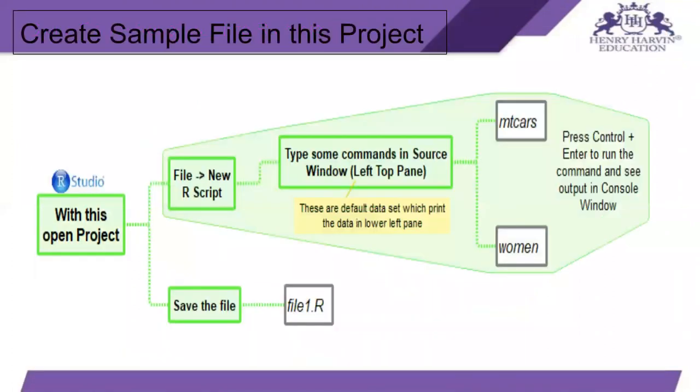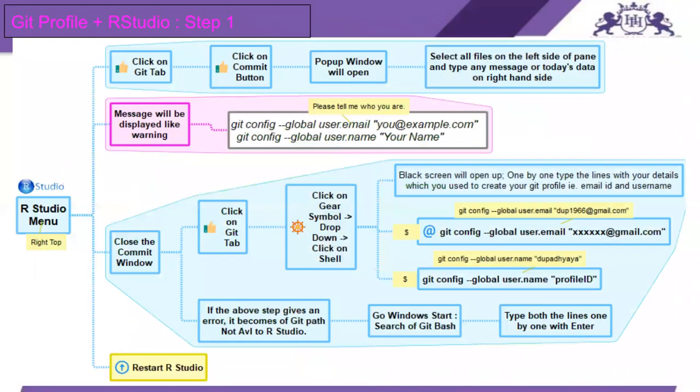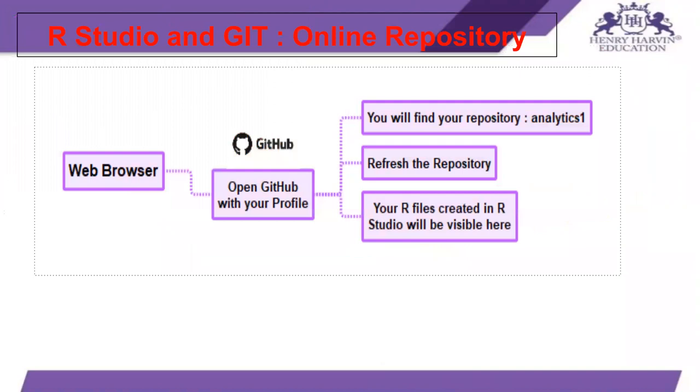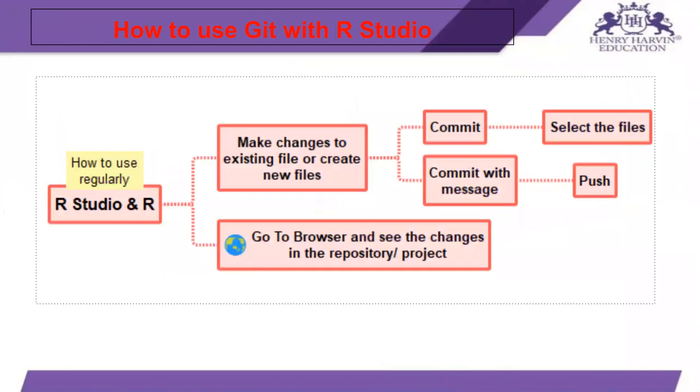Then you have to create a new file, save that file, and then configure it for the first time by typing those git config global user.email and user.name. And then it'll ask you for your username and password. If you're reaching up to this point, that means you're following the correct steps. And then you need to check your repository in the cloud and you will find the files. So this is the procedure. Create a file, save the file, give a name, save the file, and do a commit, select those files which have been changed, and then push, and then check on the RStudio.